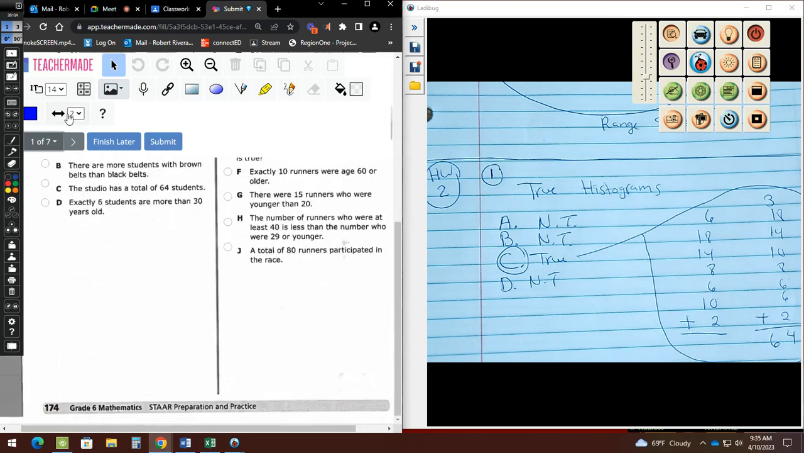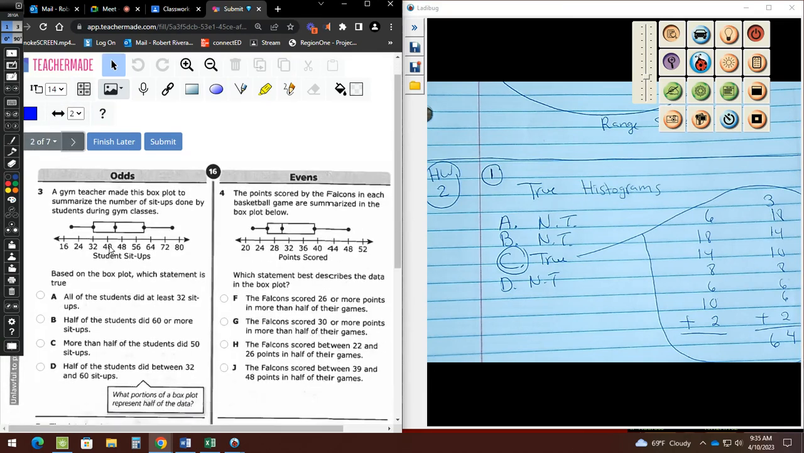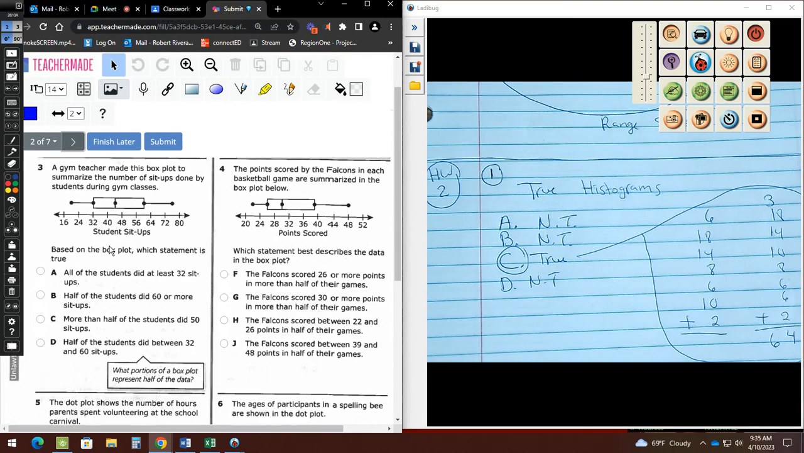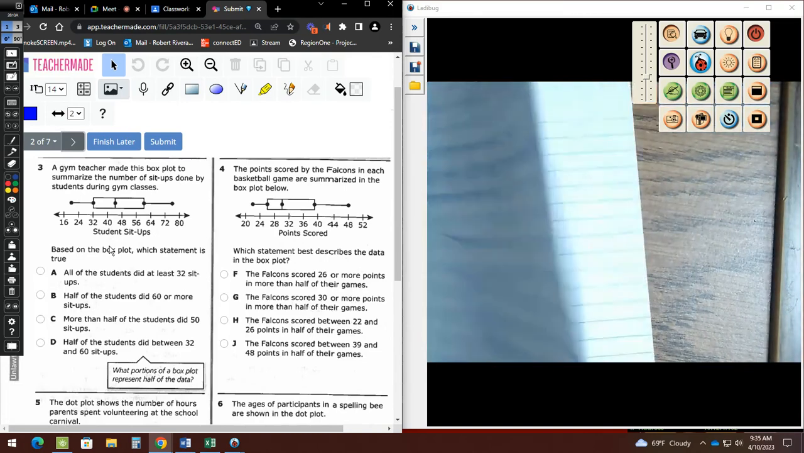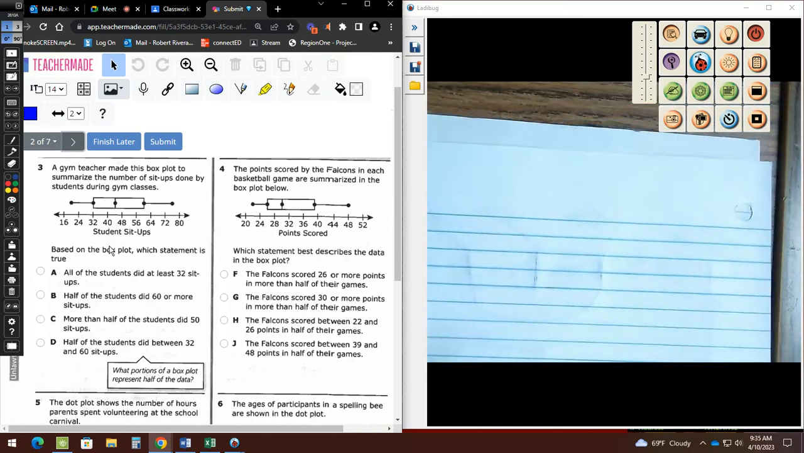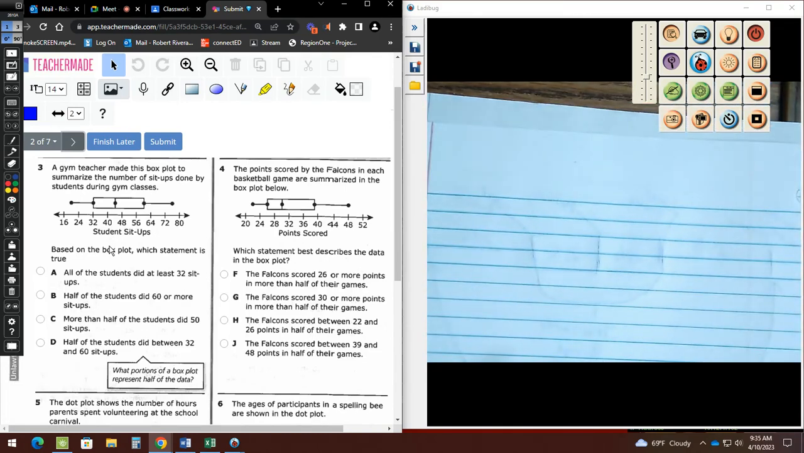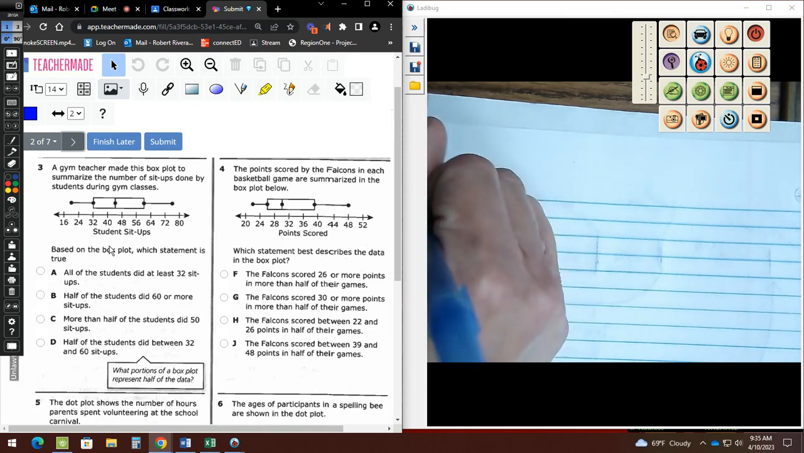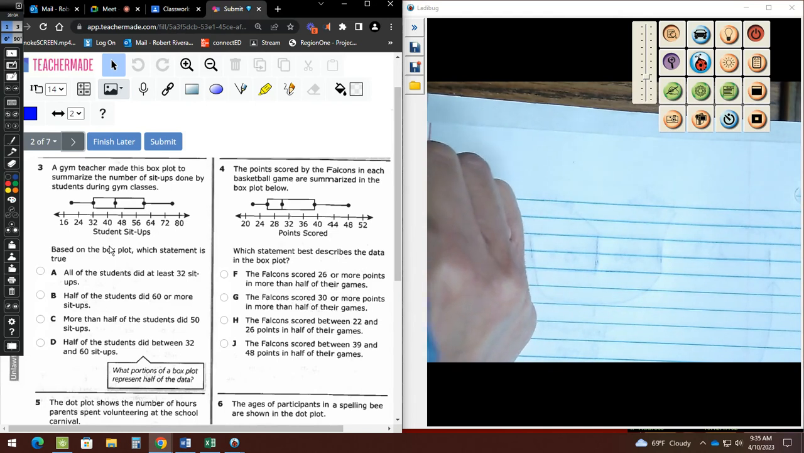Okay? The next one, box plot. We just talked about these, right? So I'm gonna flip my paper because I'm already out of space, but I don't know about you. And I'm gonna go ahead and do number 3. And homework will be 4.